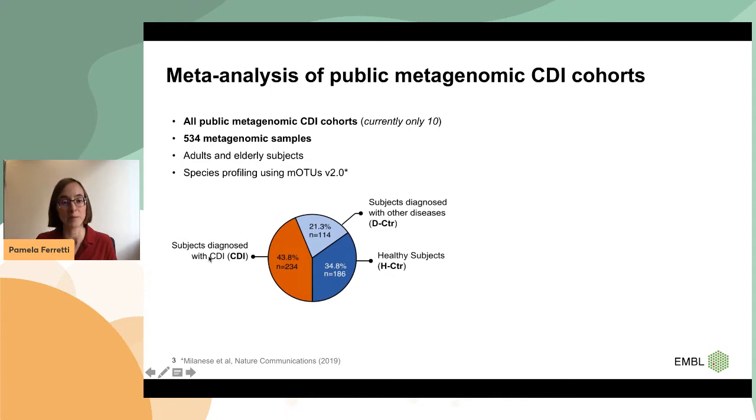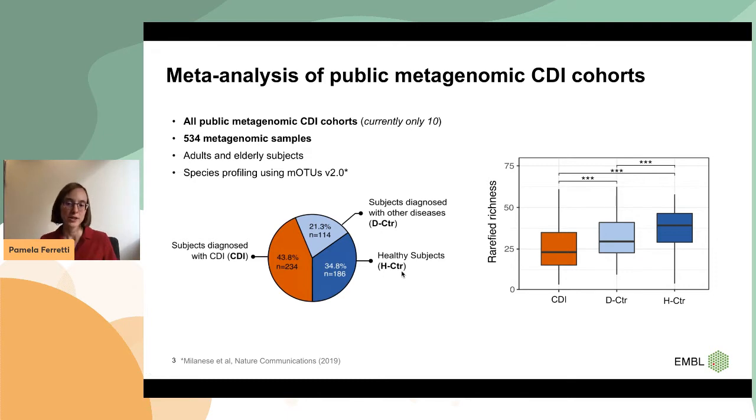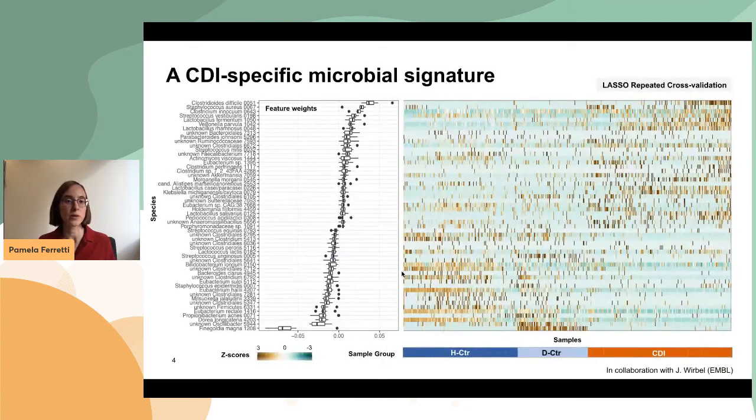We had samples coming from subjects that were diagnosed with CDI, so the CDI samples. We had samples coming from subjects that were diagnosed with other diseases, what we now call here disease controls. And we also have samples coming from healthy subjects, which here we define as healthy controls. So pretty much as we were expecting, CDI samples were characterized by a significantly reduced microbial richness compared to the other sample groups.